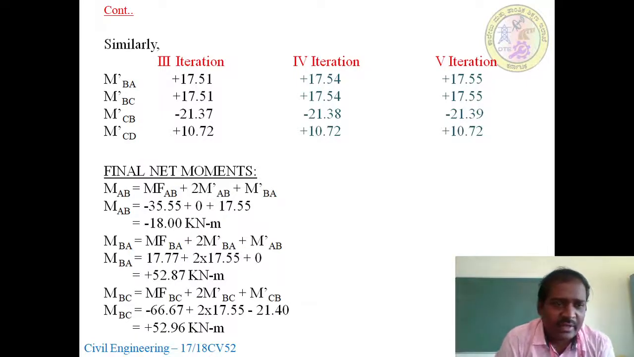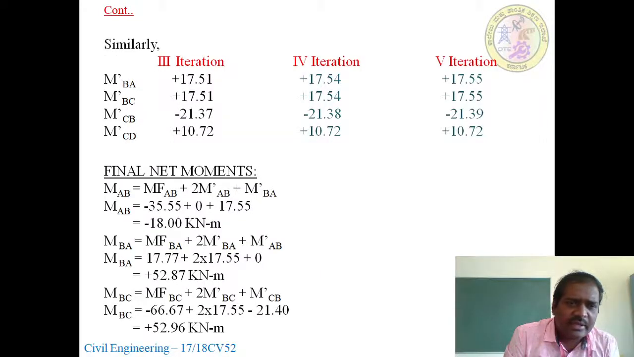And similarly MBA is equal to MFBA plus 2M dash BA plus M dash AB. So BA is the near end and AB is the far end. 17.77 plus 2 into 17.55 plus 0. The value is plus 52.87.